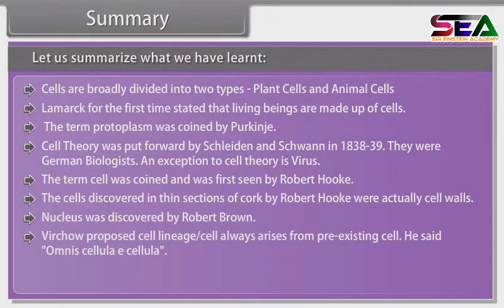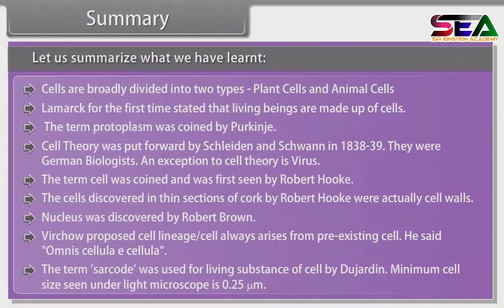Virchow proposed cell lineage. Cell always arises from pre-existing cell. He said, "Hominis cellulae cellula." The term sarcode was used for living substance of cell by Jordan. Minimum cell size seen under light microscope is 0.25 micrometer.